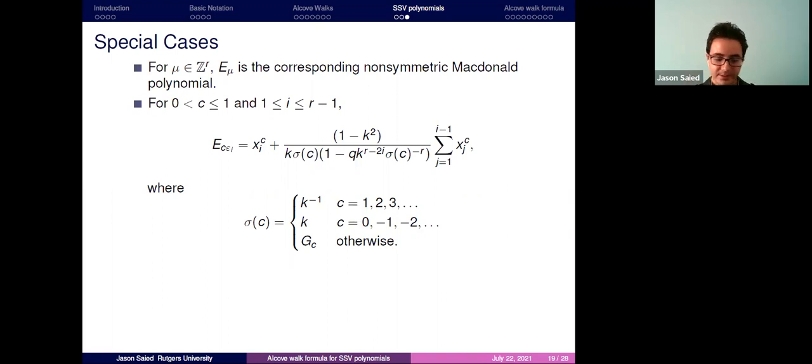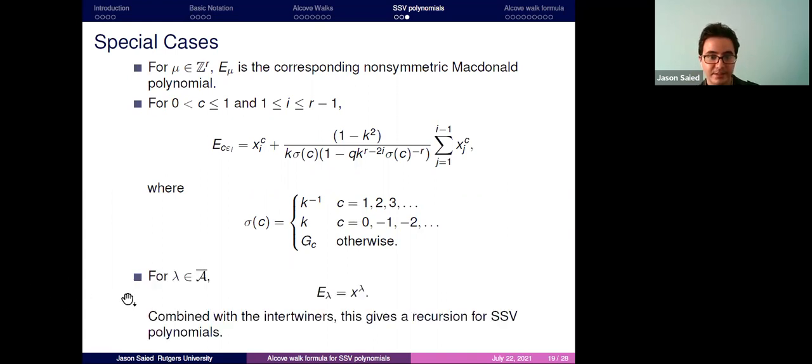Okay, and one other example, and this is really the most important example of all, is that if lambda is in the closure of the fundamental alcove, then you can check very straightforwardly that E lambda is just X lambda. It's just a monomial. And this is the key to everything, because this lets us take the intertwiners and get any SSV polynomial. So in the paper of Ram and Yip, the analog of this is that E0 equals 1. Right, and from there you apply the intertwiners and you can get anything you want.